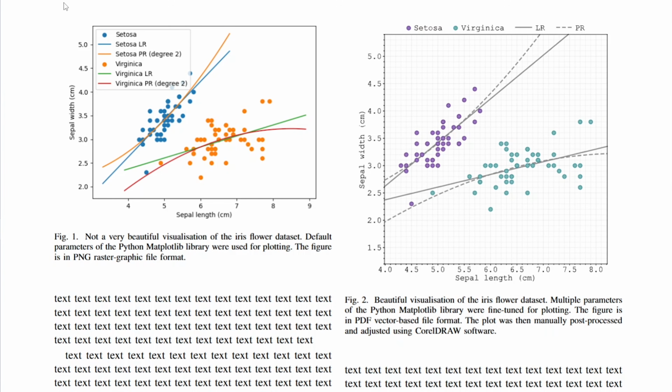The size of the font may be a little bit too small, the colors are not working well with data, etc. And then on the right, the same figure, but with multiple parameters tuned, and then post-processing in CorelDRAW, where we created this beautiful and very compact legend. And I believe that now the differences between the figures become obvious.